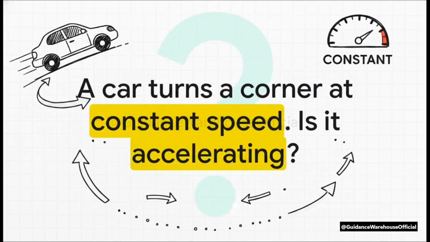And just to leave you with a little something to think about, a little brain teaser. Imagine a car turning a corner. The driver is super smooth and the speedometer stays locked at, say, 30 miles per hour the entire time. A perfectly constant speed. So my question for you is, is that car accelerating? Think about everything we just talked about, especially what makes velocity a vector.